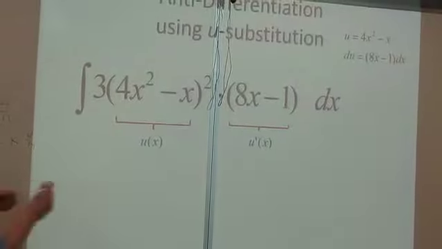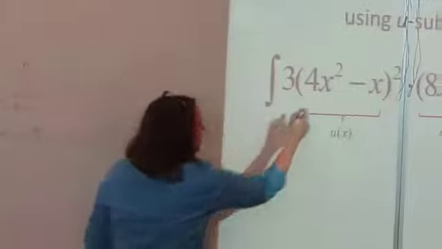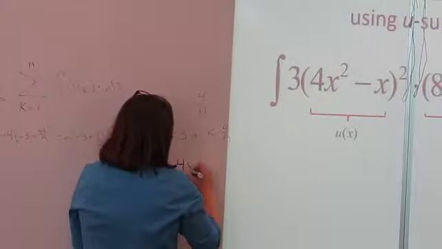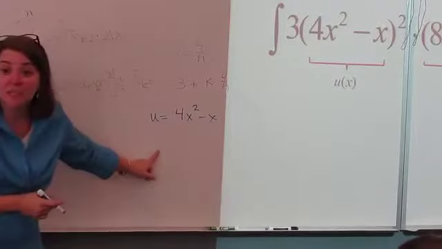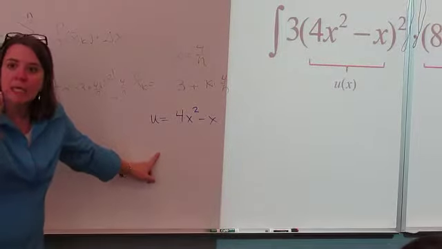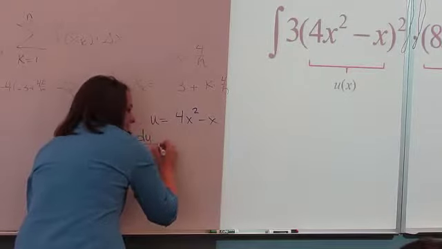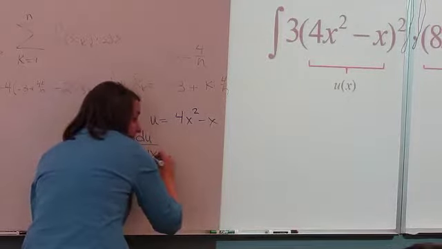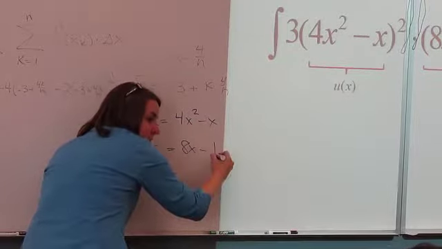Now in practice, what you do, and I'll have to erase it, in practice you go off to the side and you tell the reader, okay, what's u? I'm going to make it this, 4x squared minus x. You define a dummy variable. Then think about Leibniz notation. If you differentiate u with respect to x, what do you get? 8x minus 1.